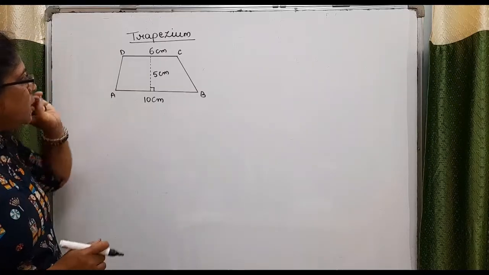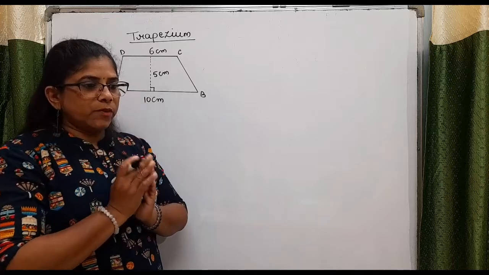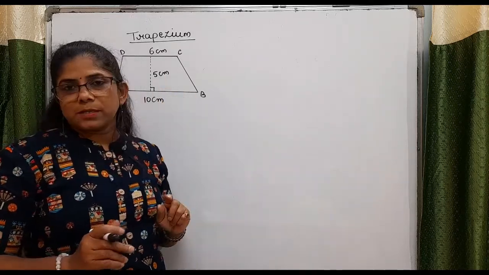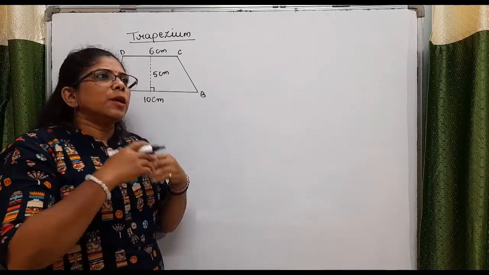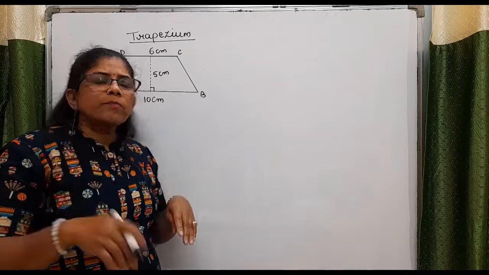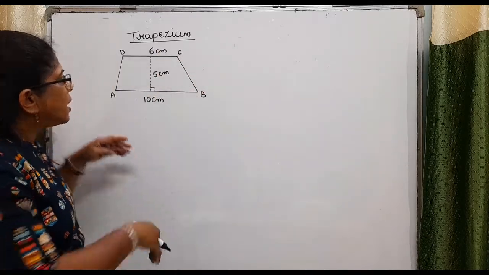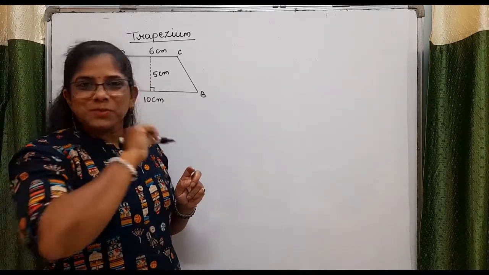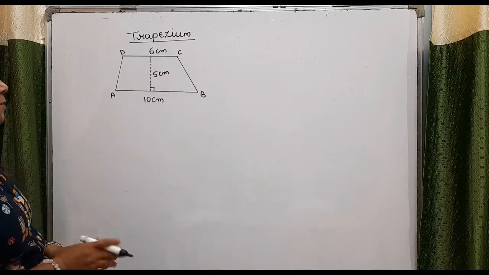Here ABCD is a trapezium. Trapezium is the figure where we have only one pair of parallel sides. Yes, only one pair where opposite sides are parallel. They may or may not be equal. The non-parallel sides may or may not be equal. And if the non-parallel sides are equal, it's called an isosceles trapezium. So here ABCD is the trapezium.